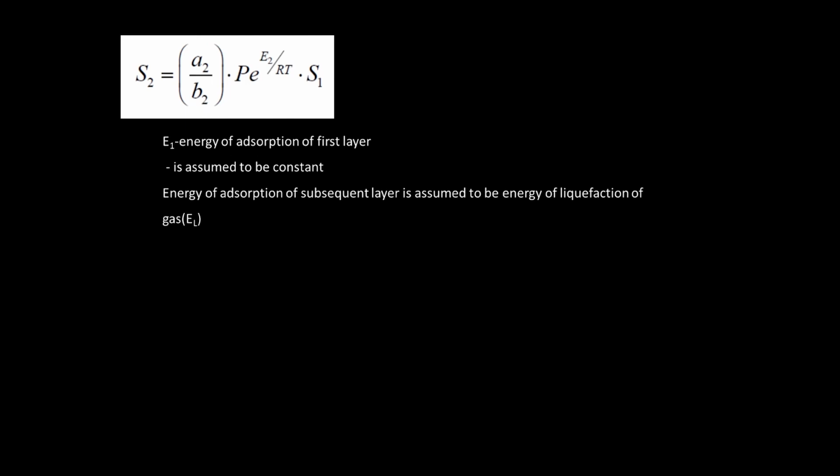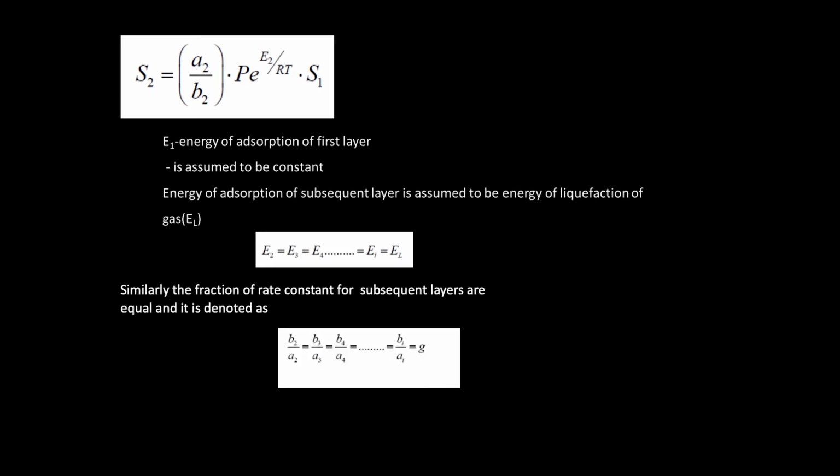S2 is equal to A2 by B2 into P into e to the power E2 by RT into S1. We have already seen that E1, the energy of adsorption of the first layer, is assumed to be constant, and the energy of subsequent layers is assumed to be the energy of liquefaction of gases, denoted as EL. That is, E2 is equal to E3, equal to E4, etc., up to Ei, that is equal to EL. Similarly, the ratio of rate constants for subsequent layers is equal, denoted as B2 by A2 is equal to B3 by A3, equal to B4 by A4, etc., up to Bi by Ai, that is equal to G.